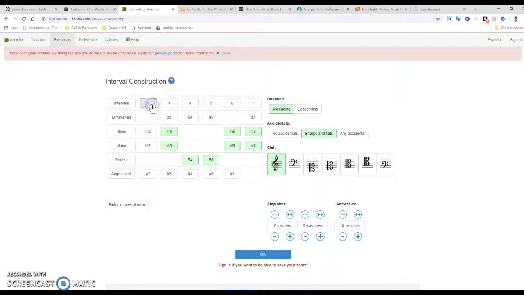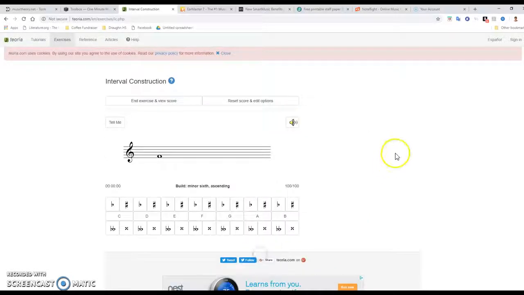So we're at intervals of a second. So you're listening to the interval and then you're going to build on that interval. Then you get in here and select, of course, what the correct answer would be.